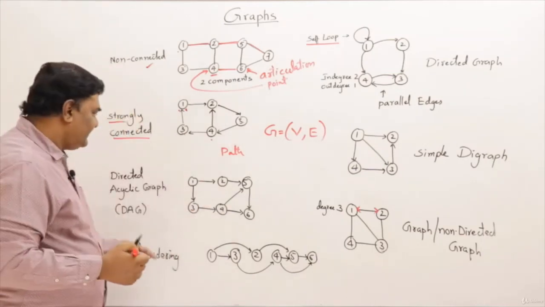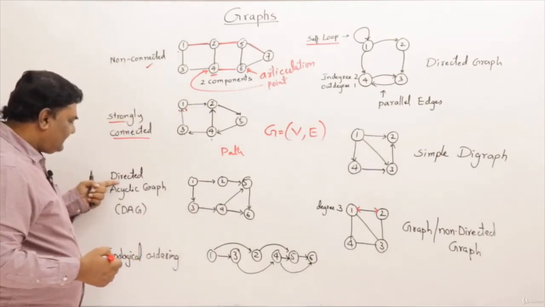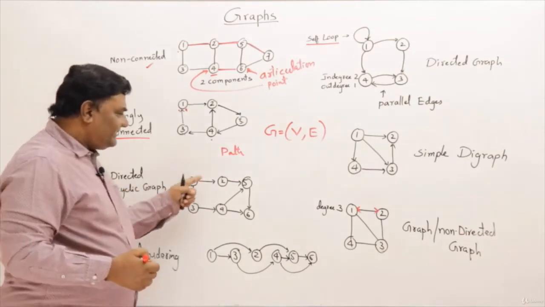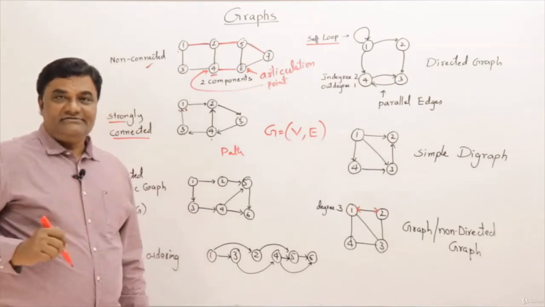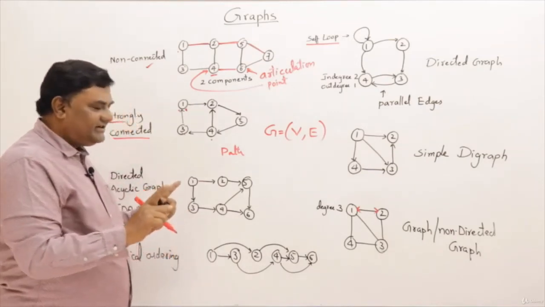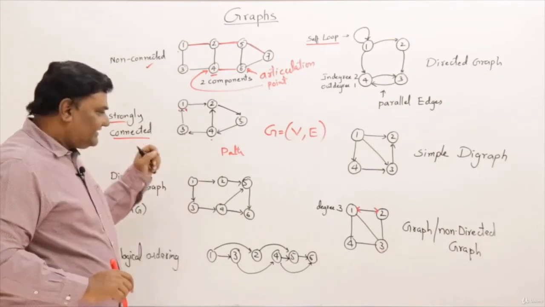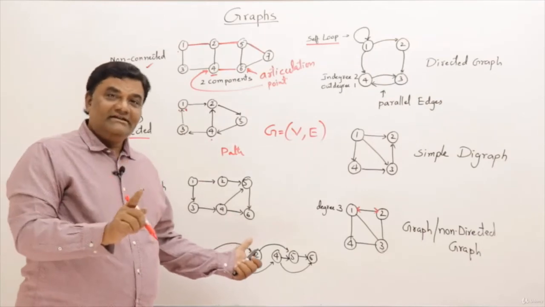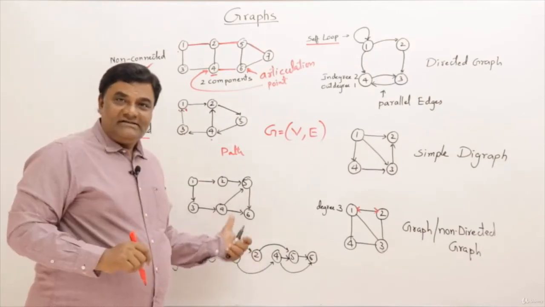The next is the directed acyclic graph, DAG. This is a directed graph and there are no cycles in it. If you start from any vertex, you cannot reach that same vertex in any way. You select any starting vertex. So that is a directed acyclic graph. There is no cycle.